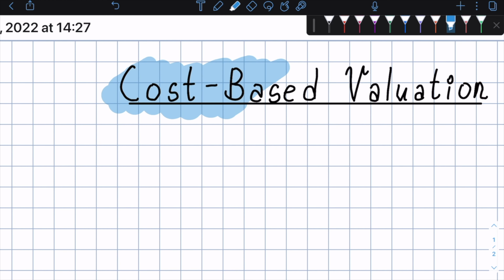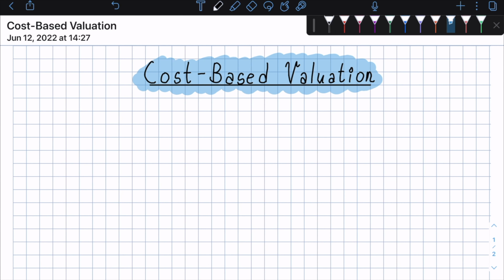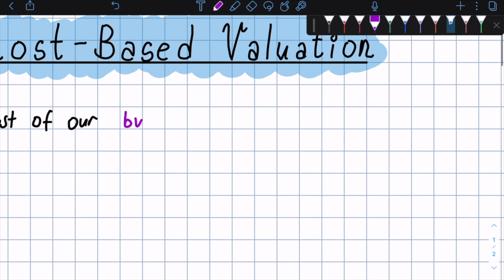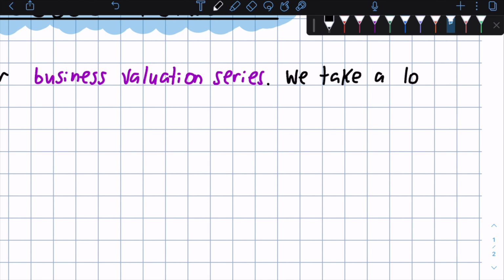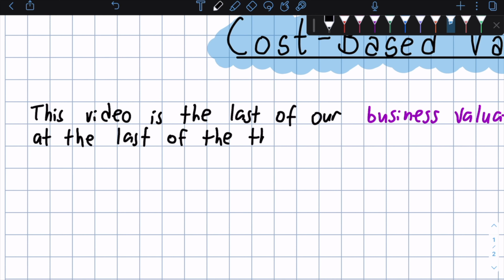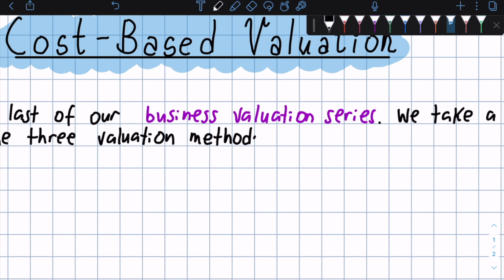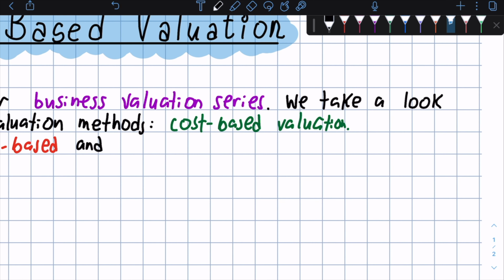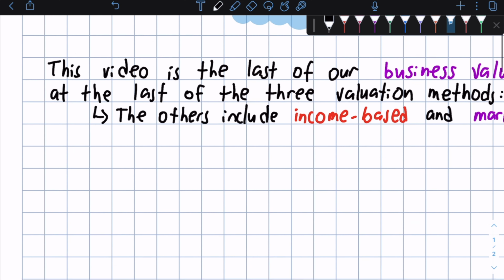This week we are looking at cost-based valuation, the third of the types of valuations that we can use for businesses, assets, or projects. So this video is the last of our business valuation series. We're going to take a look at the last of the three methods, as we've mentioned, which is that of cost-based valuation. The others include income-based and market-based valuation, and definitely check out our channel if you haven't seen these already.